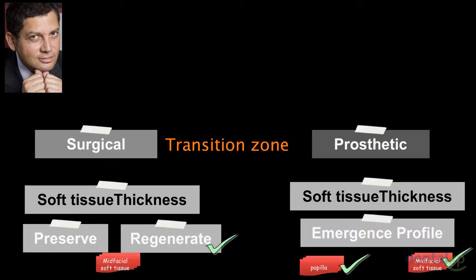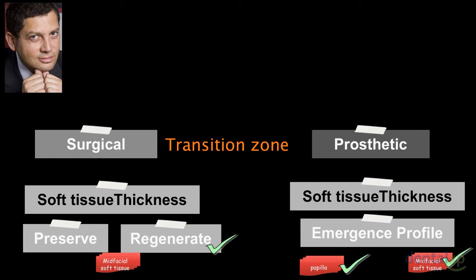So when we talk about this transition zone from the implant shoulder to the gingival margin and to the peak of the interproximal papilla, we have to have a structured way of approaching the soft tissue. First, the surgical approach to this transition zone is a way to preserve the soft tissue thickness, to preserve the initial structure and architecture of the soft tissue, or to regenerate the soft tissue from midfacially, but also the interproximal papilla.